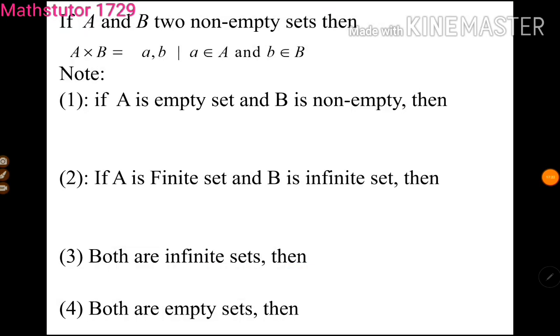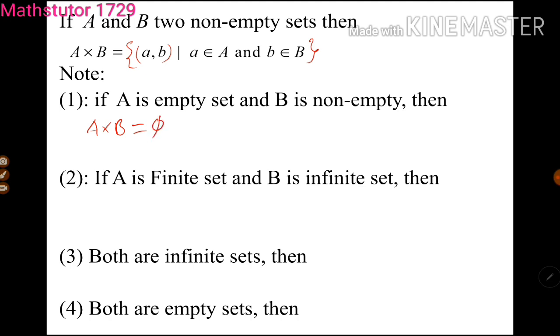Now we will discuss some important points. If A and B are two non-empty sets, then A cross B is equal to the set of all elements (a, b) such that a belongs to A and b belongs to B. This is the definition of the Cartesian product of two sets. Now my question is, if A is the empty set and B is a non-empty set, then what is the value of A cross B? A cross B is the empty set.